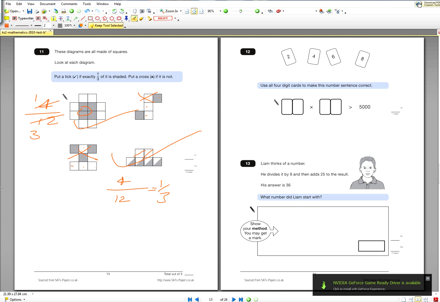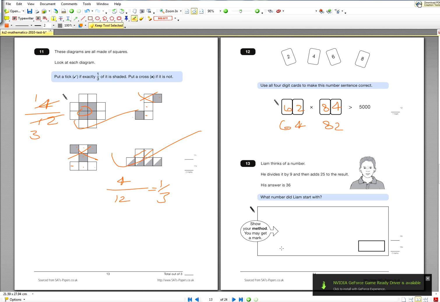Okay. Question number 12. Use all 4 digit cards to make this sentence correct. So we need something like 62 times by 84. Or we could have something like 64 times by 82. So those 2 possible answers in any order. You can change the order around. Number 13.